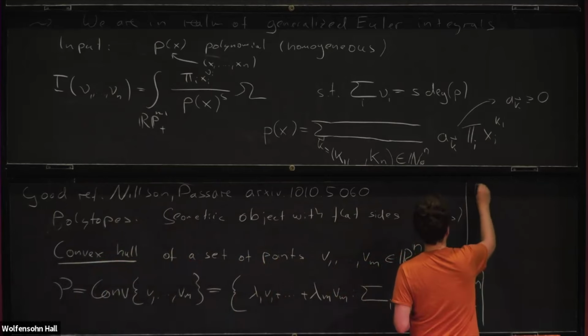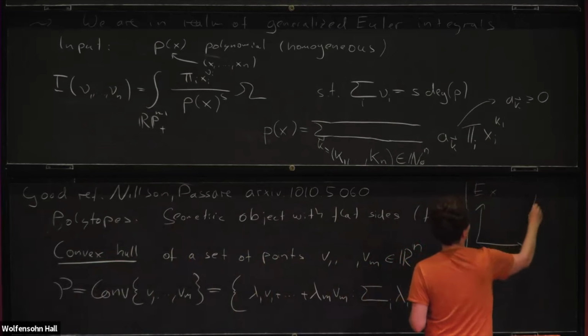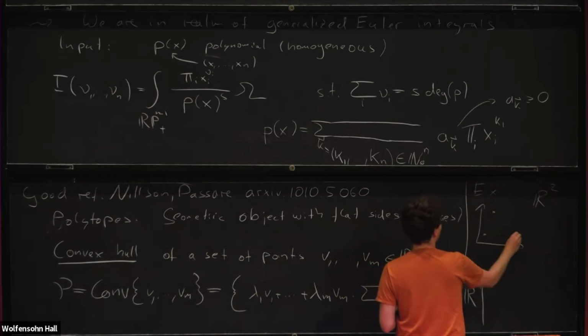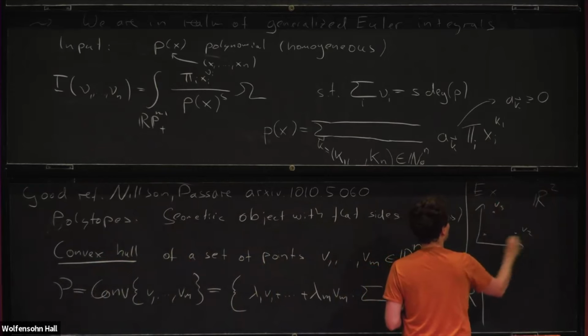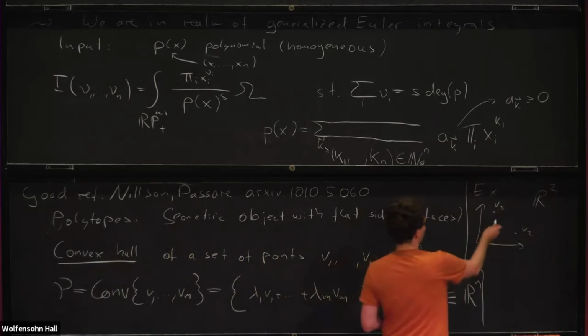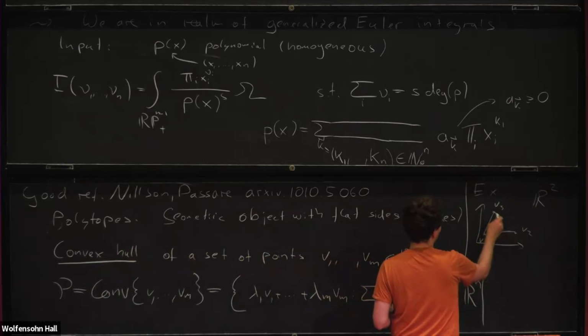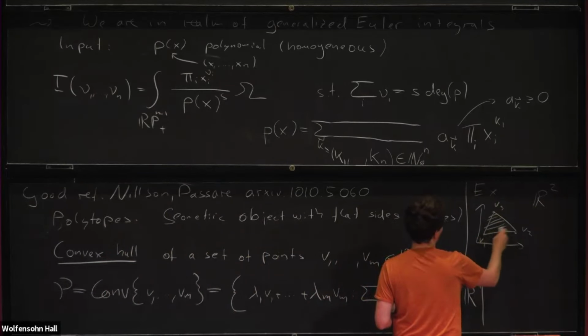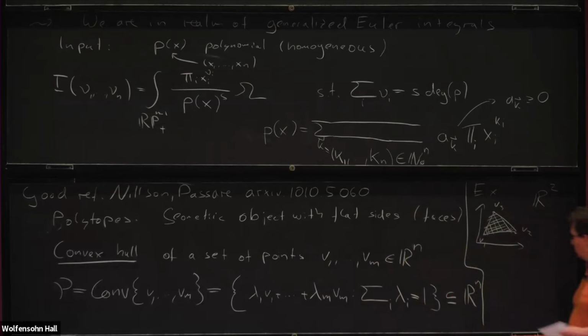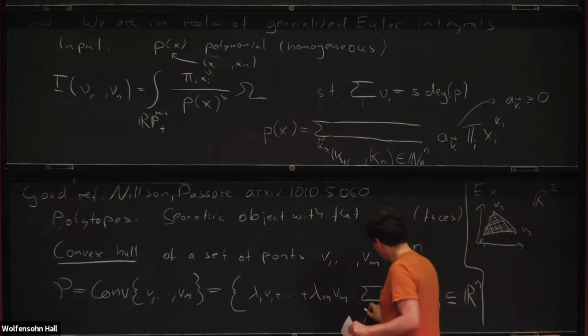So as an example, say we are in R2 and we have 3 points given. Then the convex hull just sweeps through all the points that lie in between those 3 point coordinates.